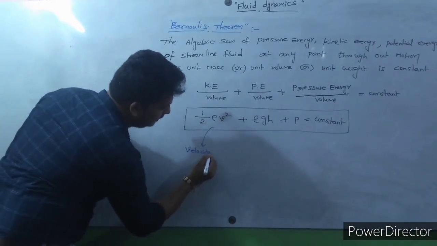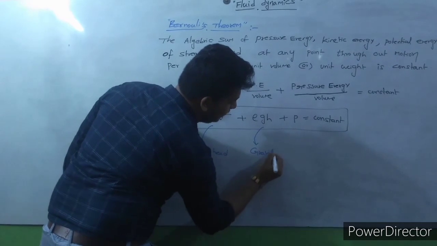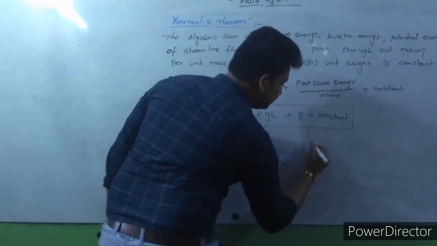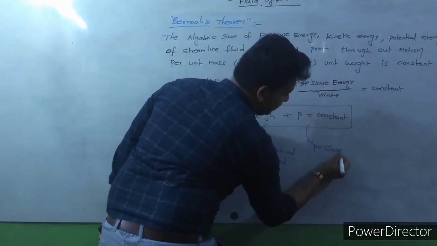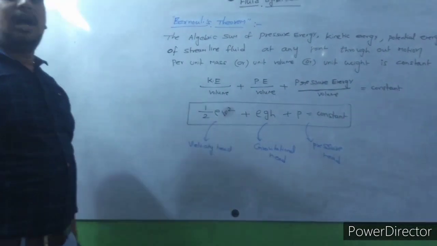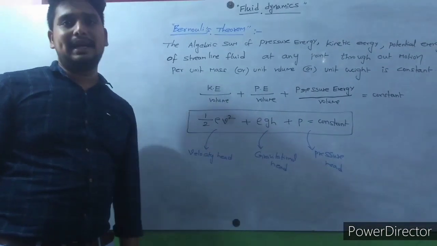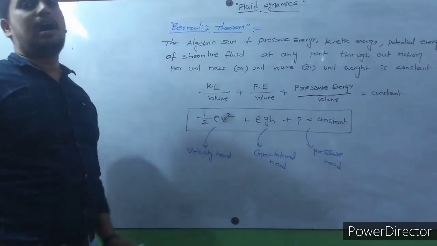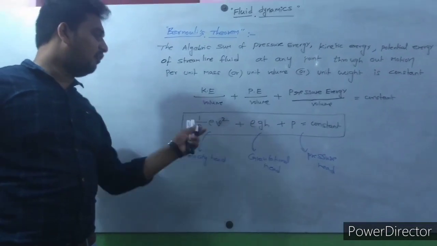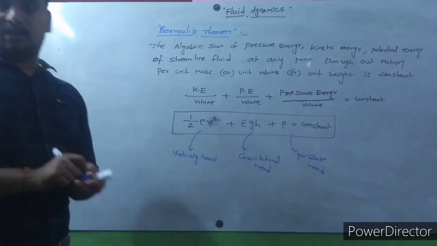This is called velocity head. This is called gravitational head. This is pressure head. Sometimes Bernoulli's theorem is also defined as: the algebraic sum of velocity head, gravitational head and pressure head must be constant. That is another form of definition for Bernoulli's theorem. So this is half rho v square plus rho gh plus P is equal to constant. Okay, next.